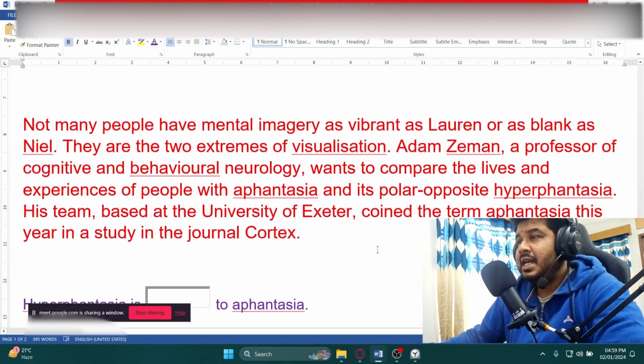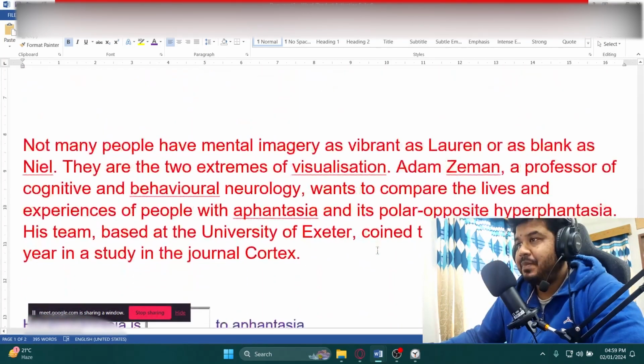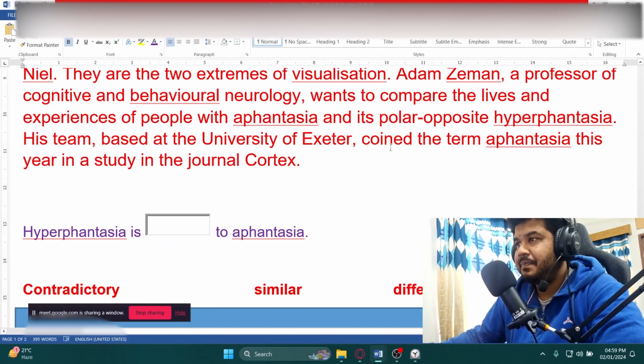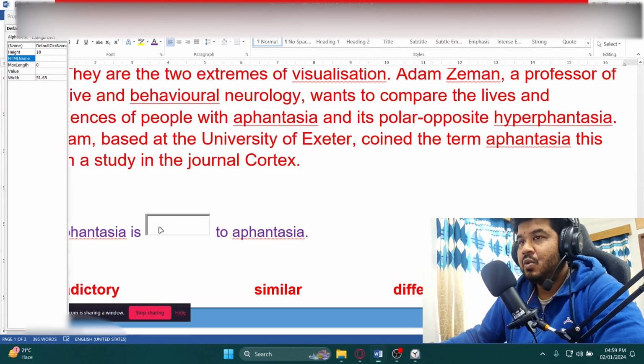Now, the process is exactly the same, except you identify the answer here and you find a word which is matching here, and then you write the word here. So what do you think is the answer?